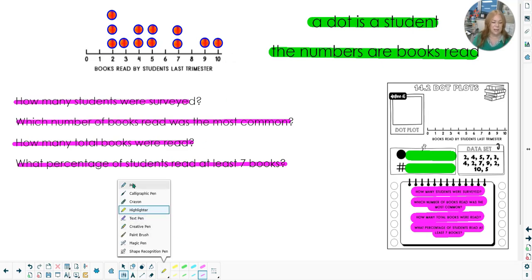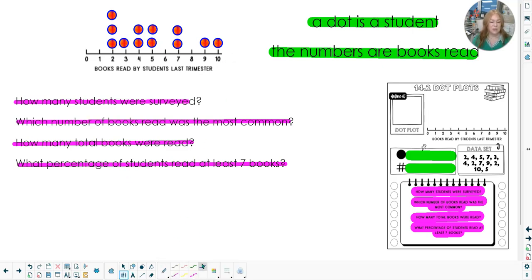Our first question here asks how many students were surveyed. So we're talking about students, so we want to be counting the dots. We're going to count how many dots there are. So go ahead and count up all the dots and put your answer.